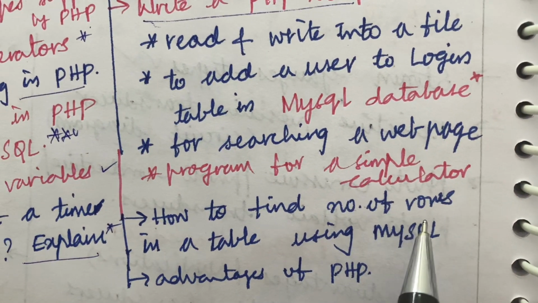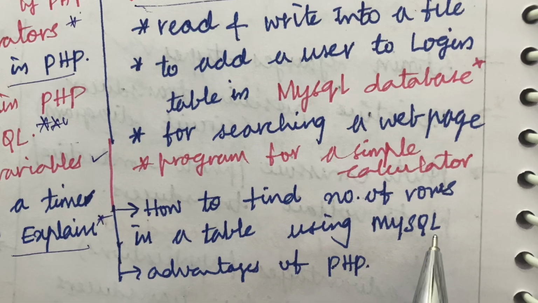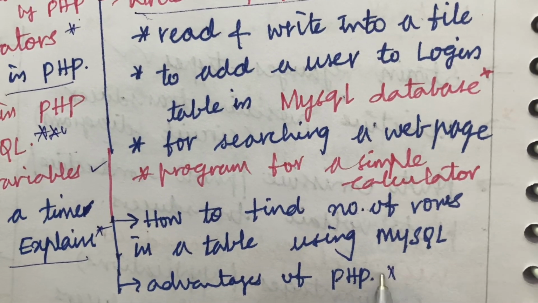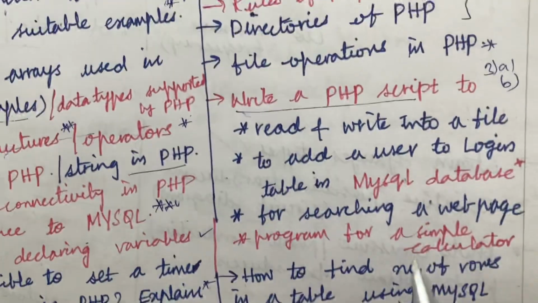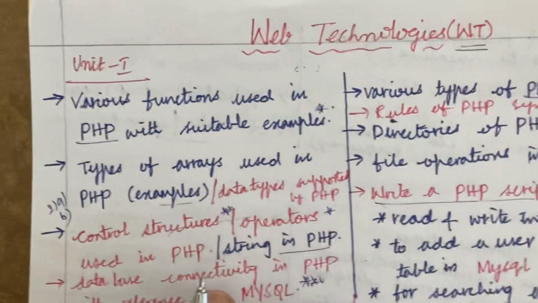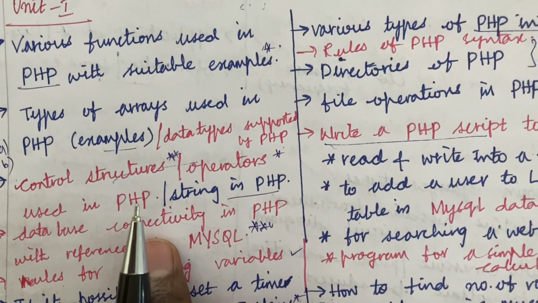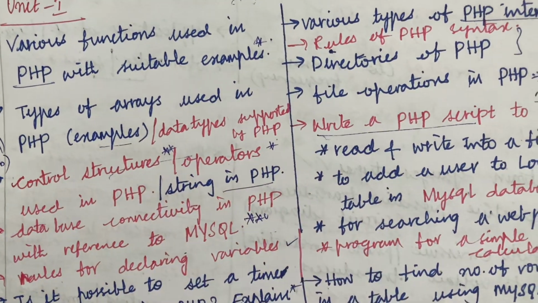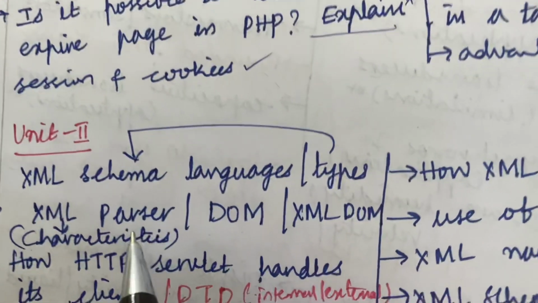How to find the number of rows in a table using MySQL, and the advantages of PHP may be short questions. Dear students, from this part you will be getting 3A, 3B as well as 2A, 2B and 1AB. From this part you are supposed to work out wherever I highlighted. Later, let's jump into Unit 2.